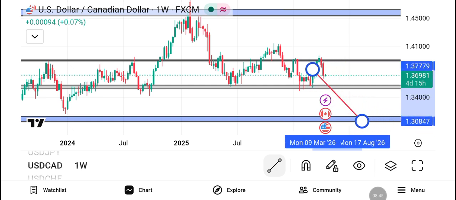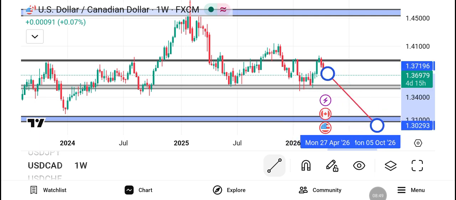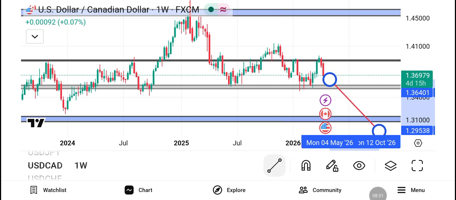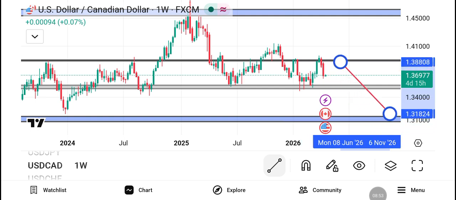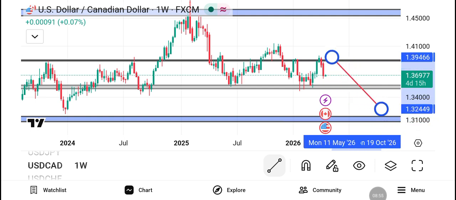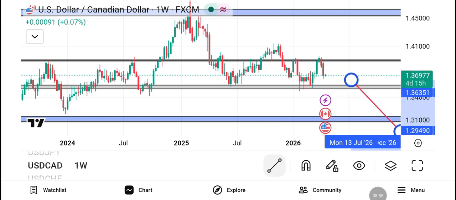So this is what I'm trying to draw your attention to. This is how I closed from this trade. So definitely I'll be looking for a retracement so I can sell. So let's watch how the trade will play out.